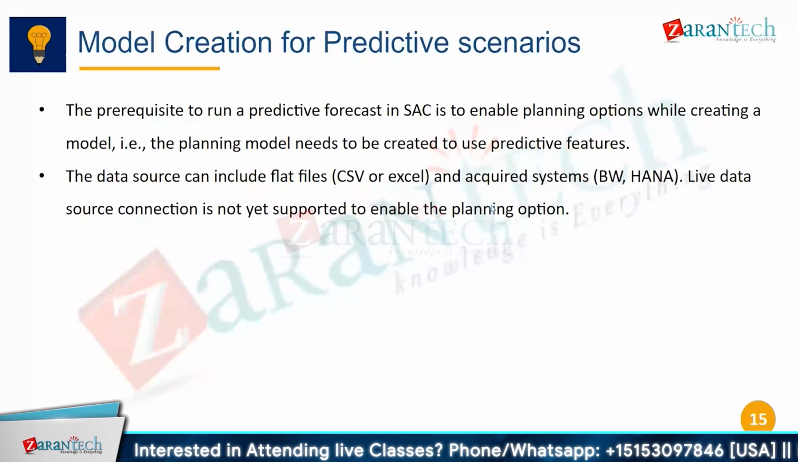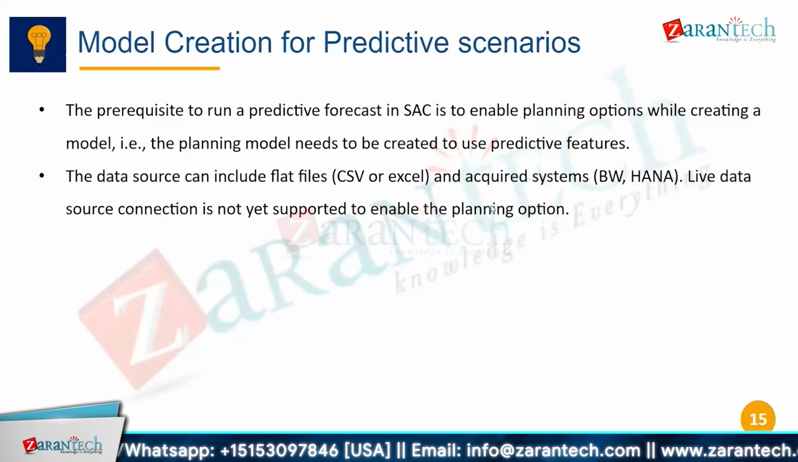The prerequisite to run a predictive forecast in SAC, to do the predictive planning scenario, is to enable the planning option while creating the model. In the planning model, you would see an option to enable planning, as you would have seen during the exercise. We need to have it enabled for the predictive planning scenario. The data source can be a CSV or flat file, or you can acquire the data from BW or HANA also. As of now, Smart Predict is not available for live data.